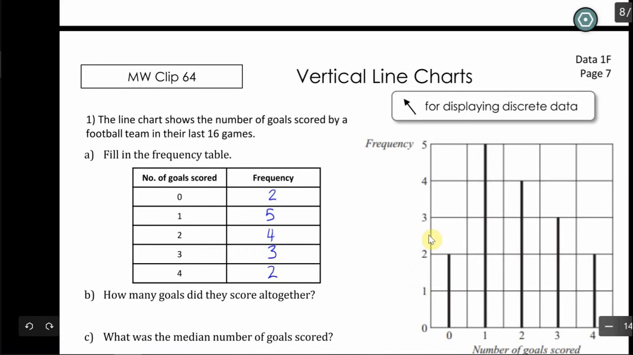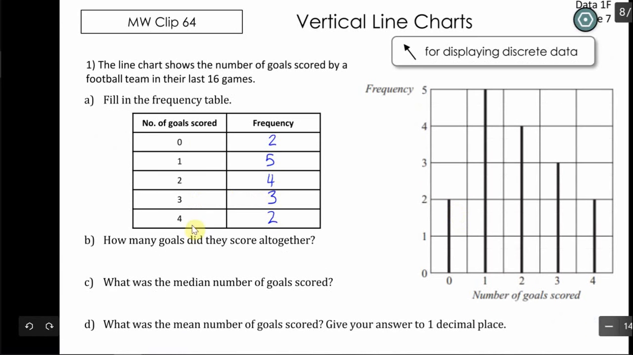How many goals did they score altogether? The temptation is to just add these up, you might think that because it says number of goals scored, but these were just the options really. We need to think about how often it happened. So if twice 0 goals were scored, how many goals is that? Well, that's 0, isn't it? If 5 times 1 goal was scored, then that's going to be 5 goals altogether. If 2 goals were scored 4 times, then that's 8 goals altogether.